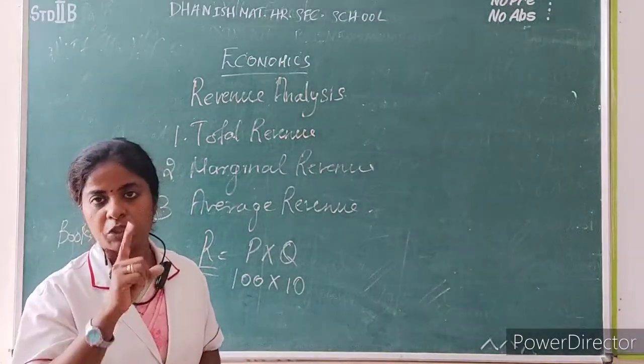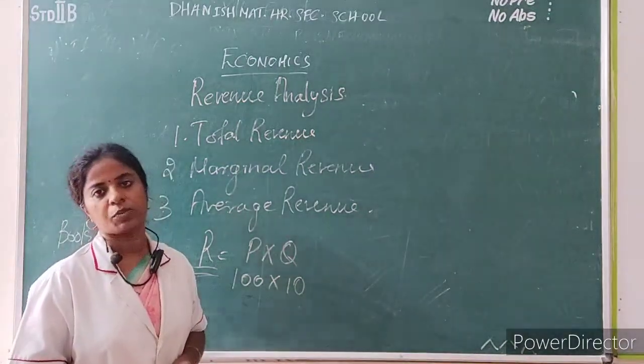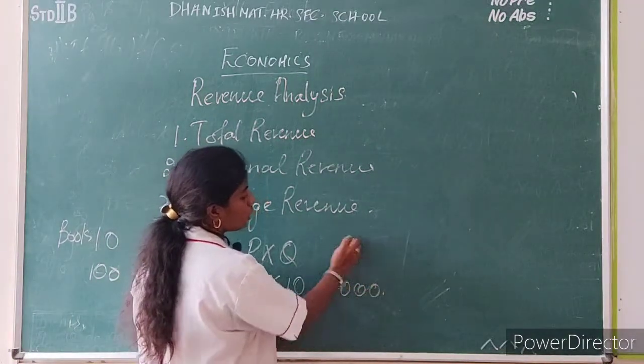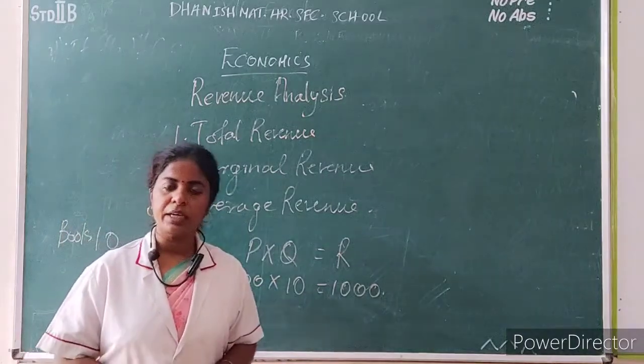So the price of each book is 100 rupees. So what is the profit for the entrepreneur? 1000 rupees is the profit. So this is called a revenue. Okay, is it clear?